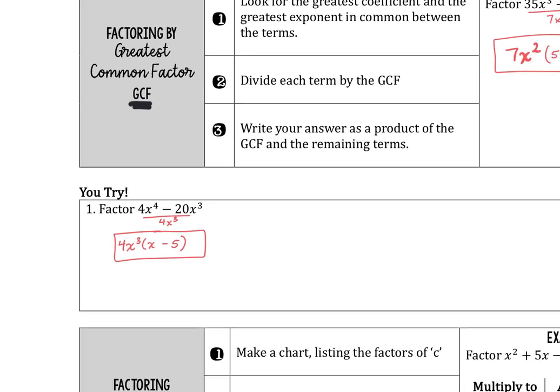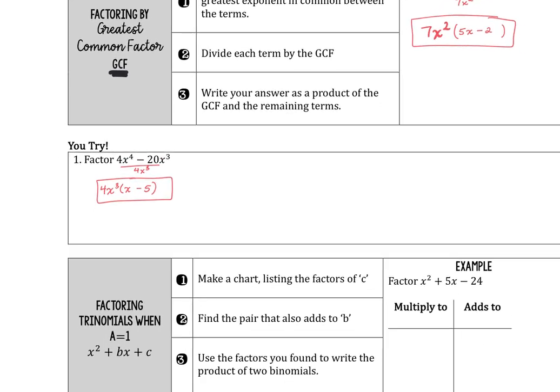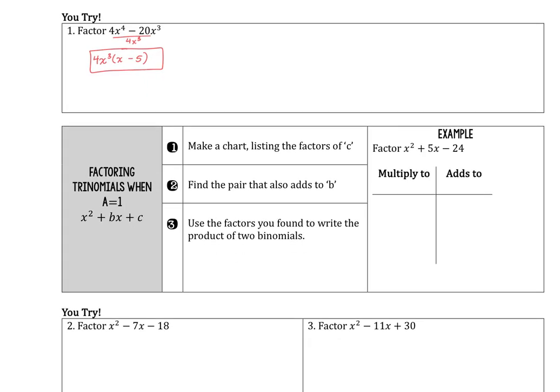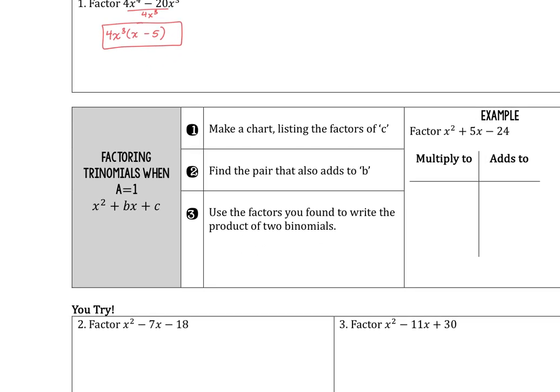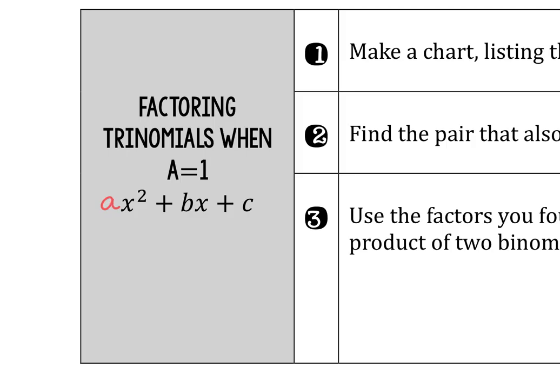All right, so that is your factoring by GCF review. Now, let's move into factoring these trinomials when a equals 1. So these will all be quadratic trinomials. They'll be written in this standard form. So remember, this form is ax squared plus bx plus c. But a is 1. The leading coefficient is 1, so that's why there is nothing there.